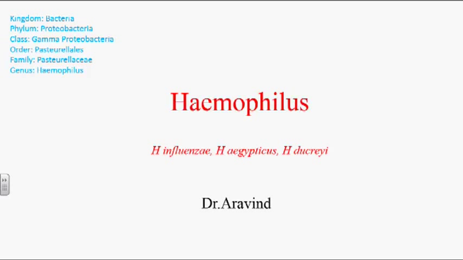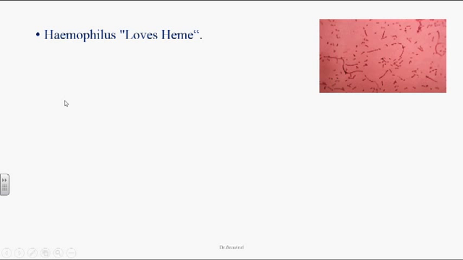Haemophilus. In this lecture, we are going to discuss the species Haemophilus influenzae, Haemophilus aegyptius, and Haemophilus ducreyi. Bergey's classification of Haemophilus: kingdom Bacteria, phylum Proteobacteria, class Gammaproteobacteria, order Pasteurellales, family Pasteurellaceae, genus Haemophilus. Haemophilus means one which loves heme.